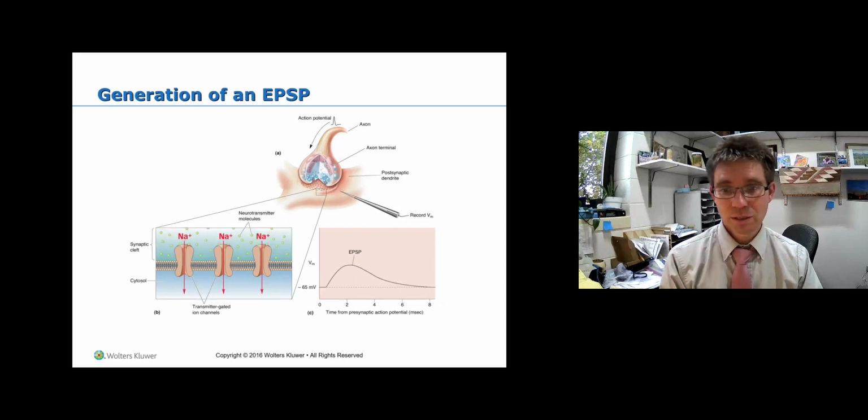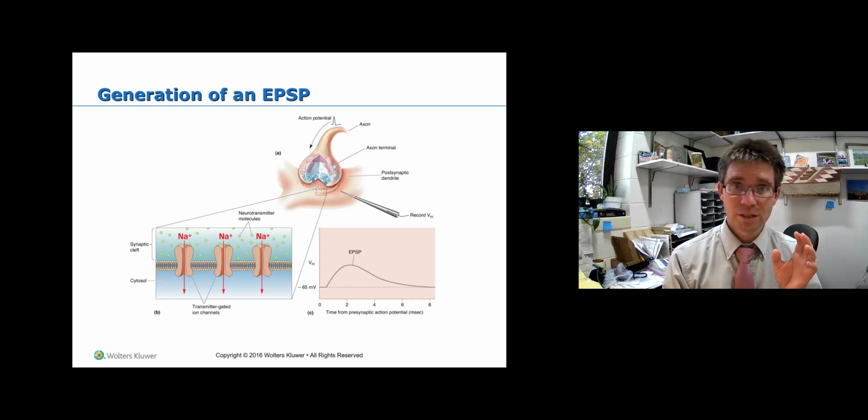An EPSP, just to be clear, is not an action potential. This is just a depolarization that happens somewhere in the cell due to neurotransmitter binding at that part of the cell. It does not necessarily mean that we're going to get an action potential. It's not the same thing as an action potential. It's very similar to what we discussed in class. It's like a generator potential. You can think of the EPSP as a generator potential. In fact, that's what it is. So it's the same thing.